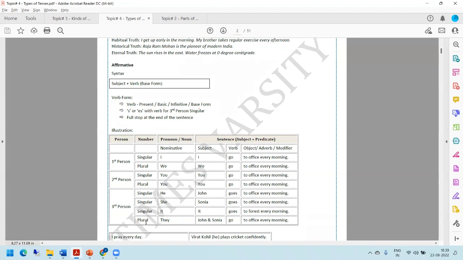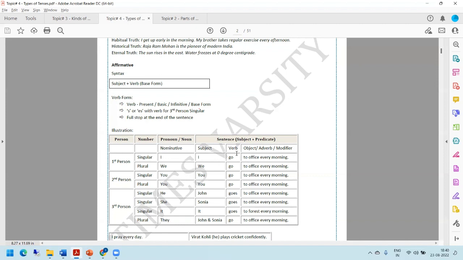Now the third person plural, they. So they go to office every morning. Instead of using the pronoun they, let's say we are talking about John and Sonia. So we can say John and Sonia go to office every morning, or instead of naming them, we can say they go to office every morning. But it is third person plural, so we don't need to do anything. S or es is applicable only with third person singular. It is not applicable with third person plural, and it is ending with a full stop.